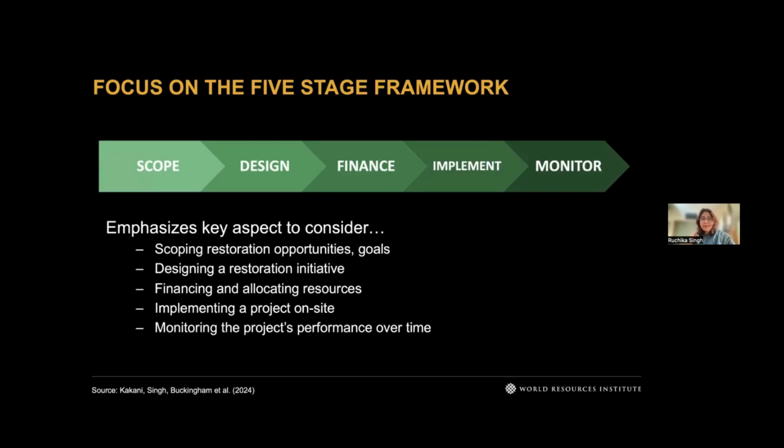When one is designing a restoration initiative, once we've identified there is an opportunity, then what sort of interventions would be critical when we are thinking about it? How will that help practitioners to plan for it?